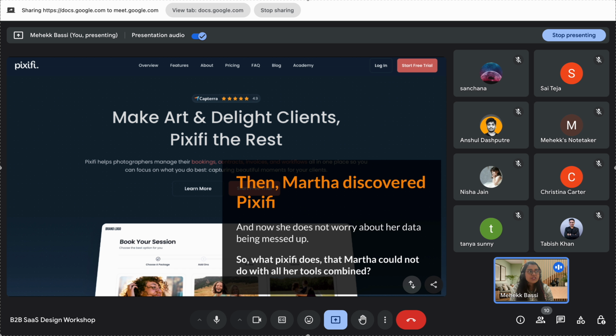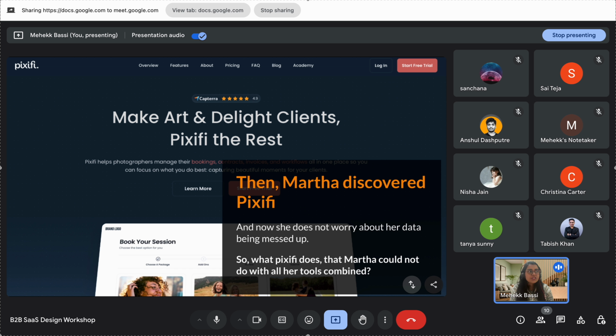For example, allowing the potential clients to fill forms and questionnaires, collecting the information on her behalf, syncing up her calendar to keep the appointments on track, allowing customers to book appointments without the need of rescheduling due to busy timelines, and finally creating and collecting invoices, right invoices on behalf of Martha. So now she doesn't worry about her data being messed up.